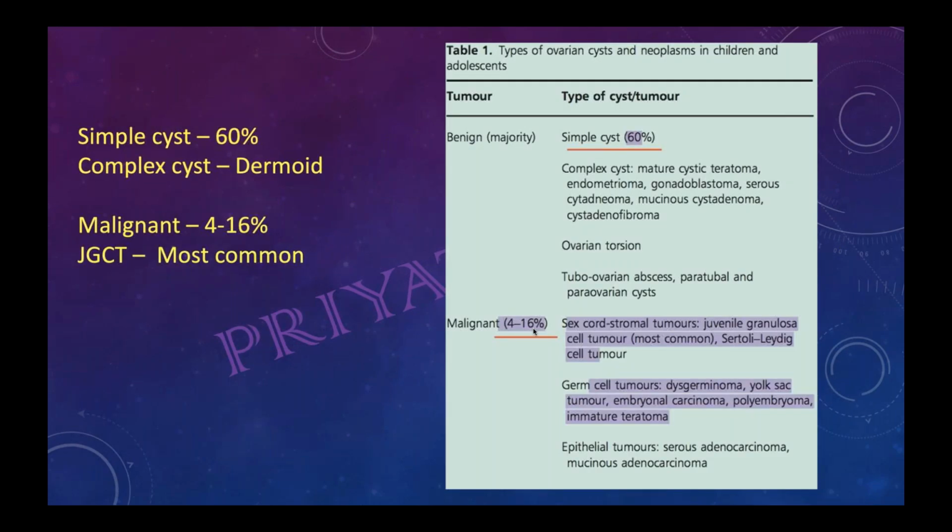Now, what are the types that could be there? So usually it is a simple cyst that is present in 60% of the cases. This number is important because you can get some question from this number, 60%. And if the scan shows a complex cyst, what could be the most common? We know this very well. So it could be mature cystic teratoma or dermoid.